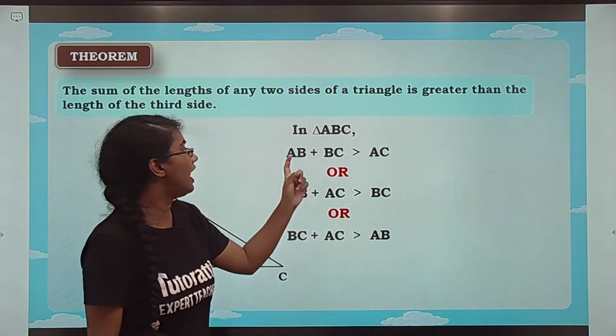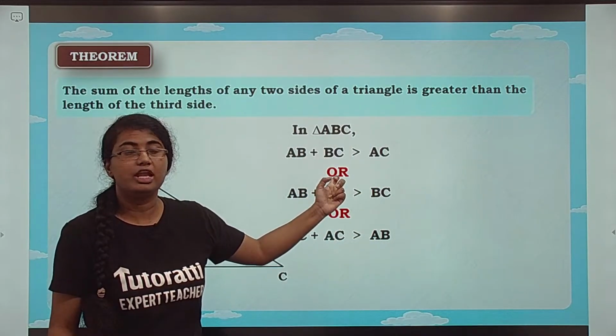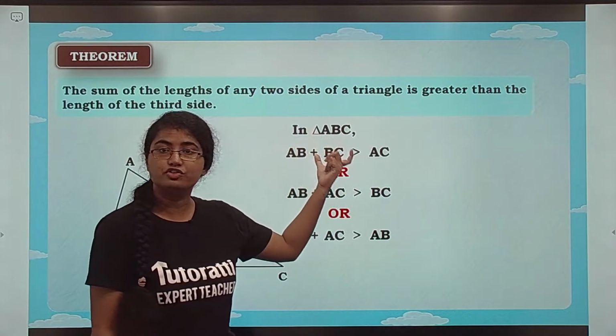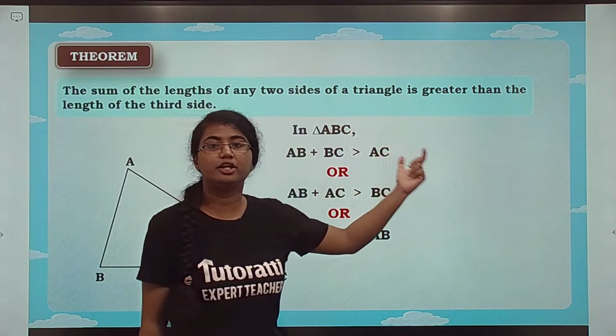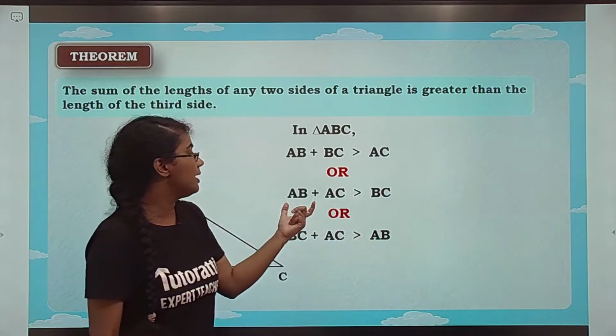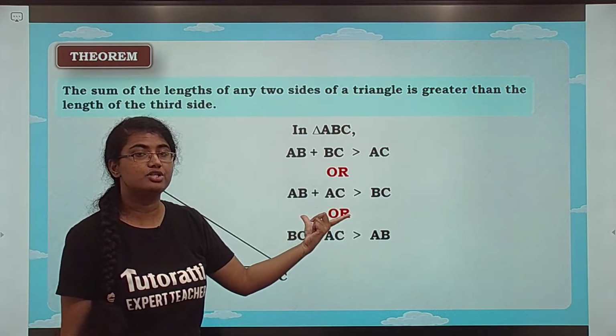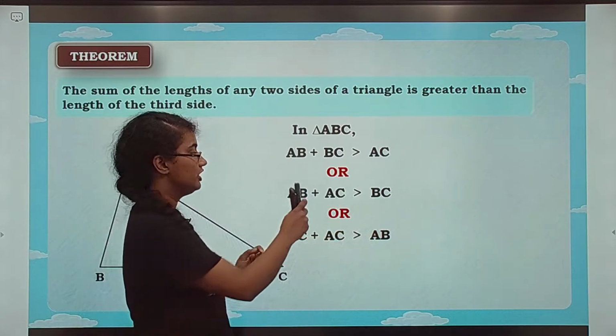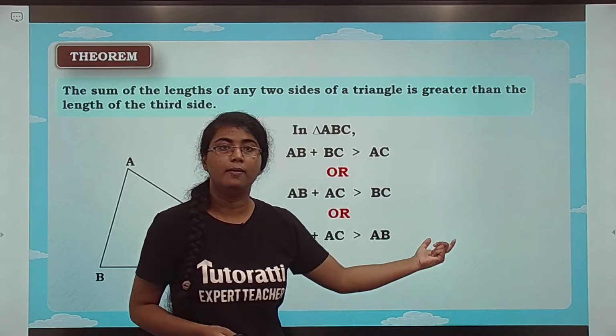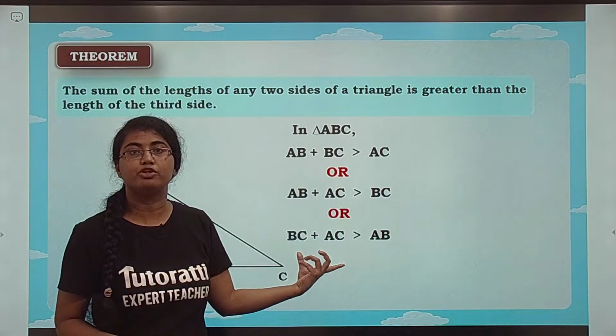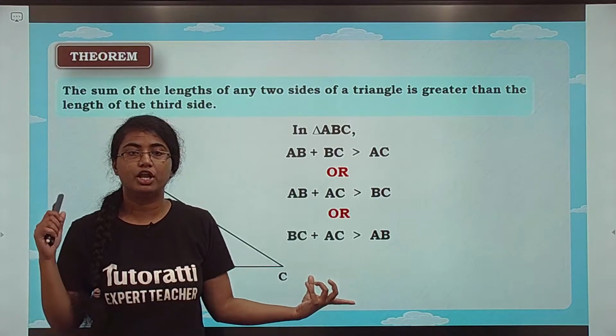So first I'll start with adding a plus b. What is remaining? AC is remaining. So the addition of these two is going to be greater than AC. Okay? AB plus AC, I added these two sides, remaining BC. So these two sides will be greater than BC. Again, the same with the third combination. Did you all understand this?